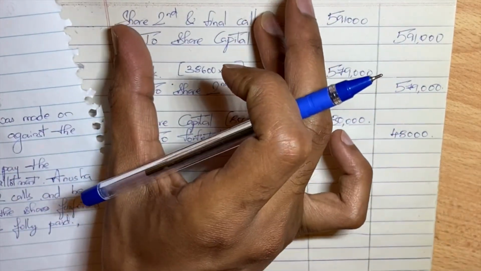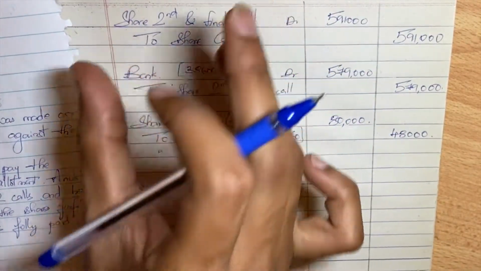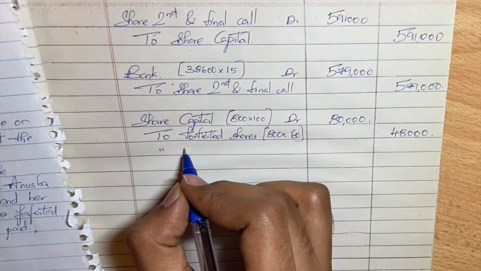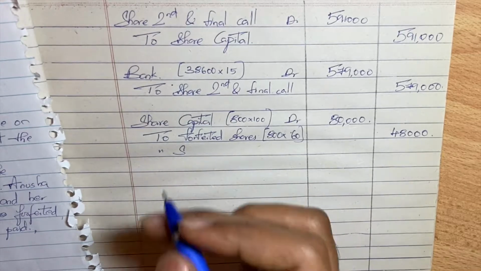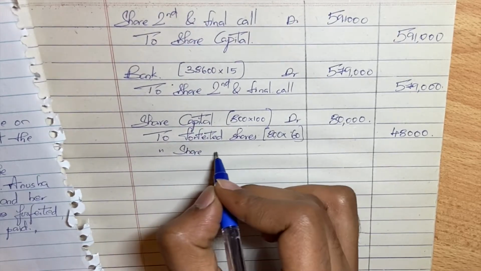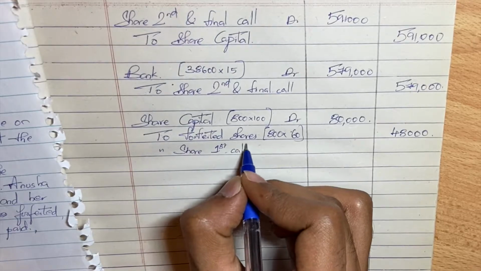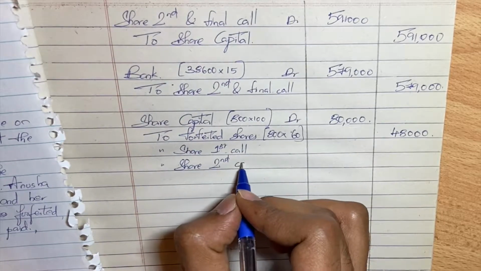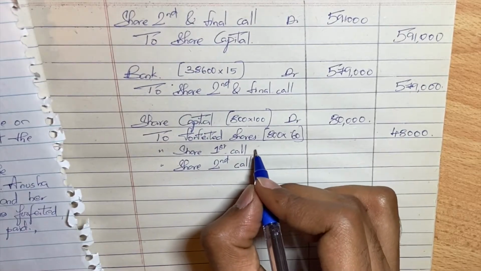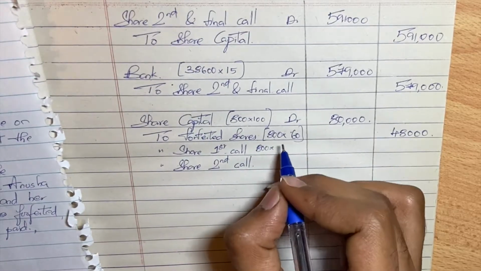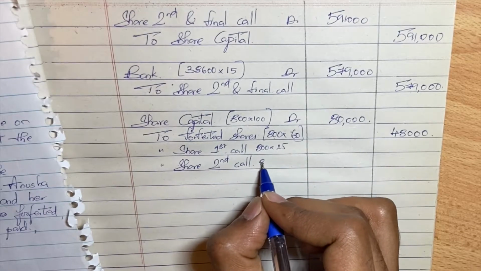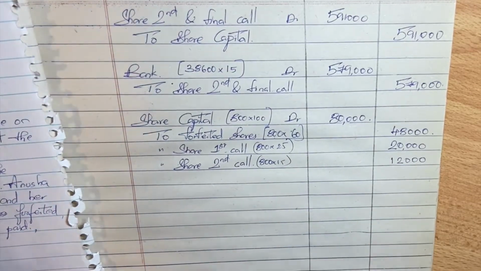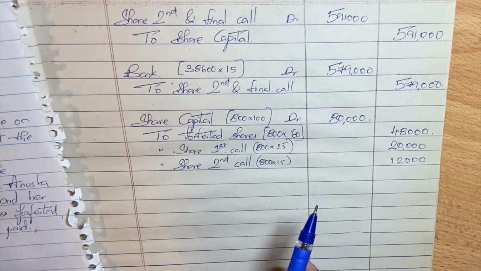Naturally we created an asset, like we created a receivable, but now she's not paying that. So that's why we'll close those assets by giving credit balance to the amount that's not received. So share first call and then share second call. First call was for 800 into 25, and this will be 800 into 15. Okay, so now we have forfeited her shares.